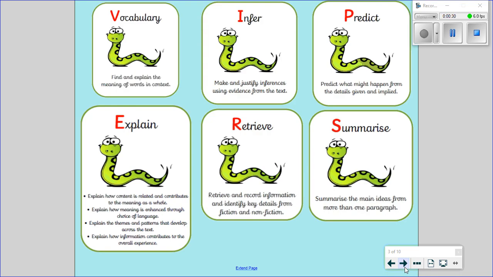So first, we are going to recap what the VIPERS stand for. V for vocabulary, I for infer, P for predict, E for explain, R for retrieve, and S for summarize. And we're going to focus today on vocabulary. Now, vocabulary is basically the words, okay? Vocabulary is just words. And we're going to find and explain the meaning of those words in context. Okay, so that means how they're being used.